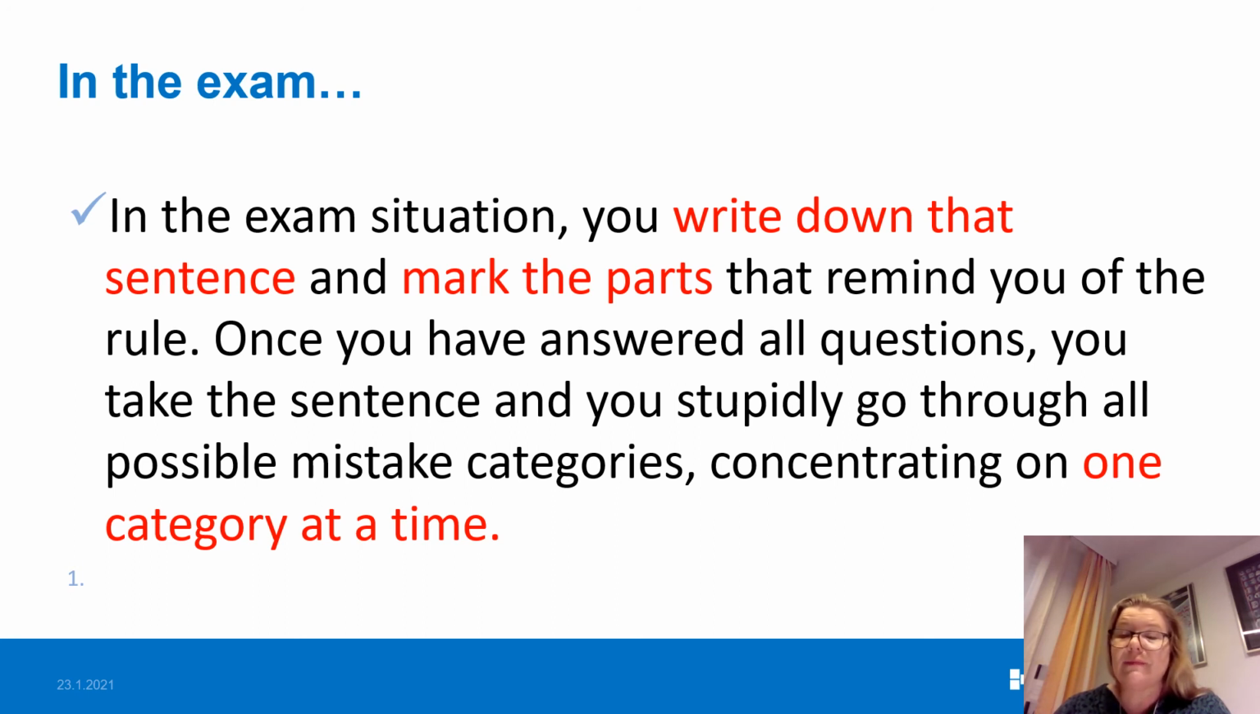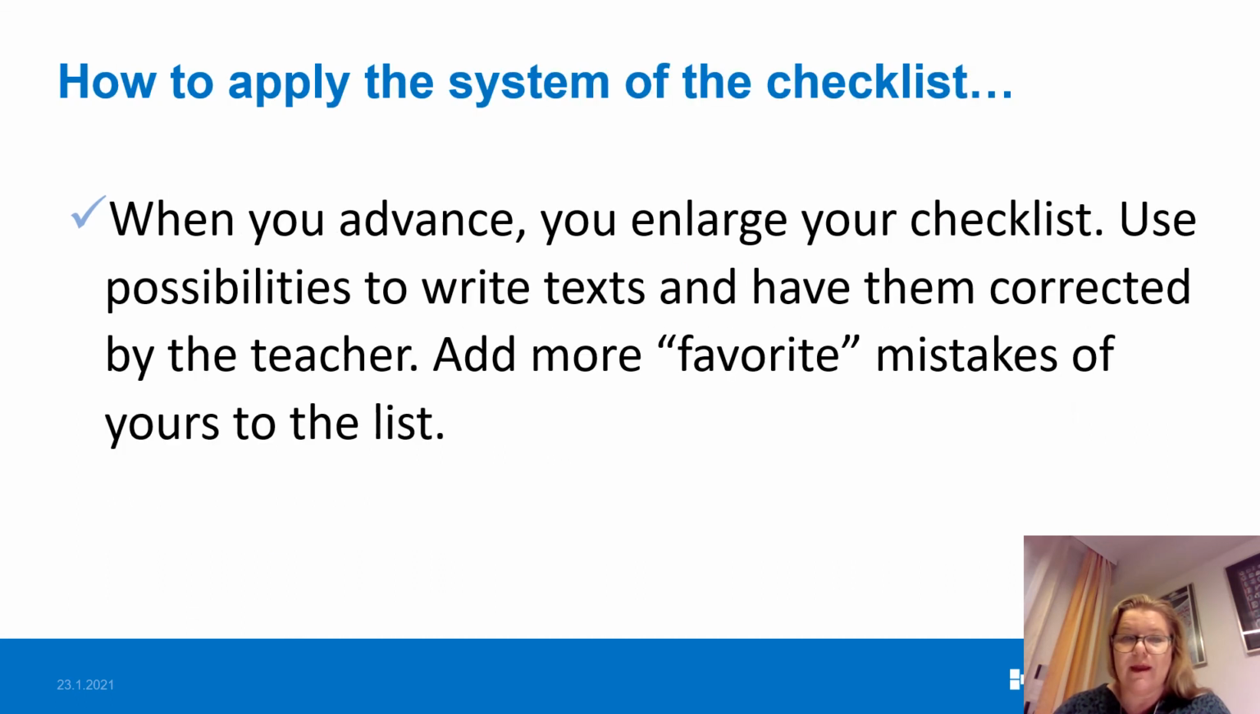So it's the same basic system as in the first video. Your brain is not able to pay attention to several things at the same time. So concentrate on one mistake category at a time. So that's how you can apply the system of the checklist. When you advance, you can enlarge your checklist. So use possibilities to write text and have them corrected by the teacher. And this way you can add more of your favorite mistakes to the list.